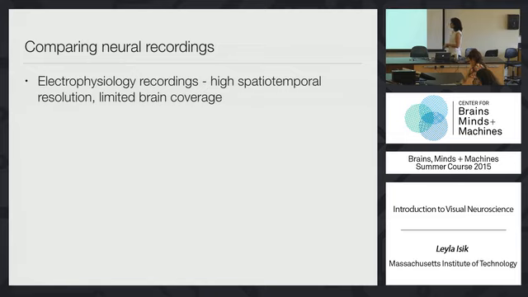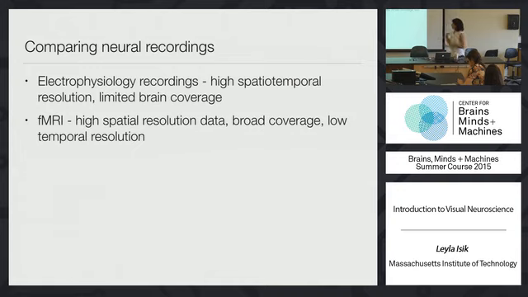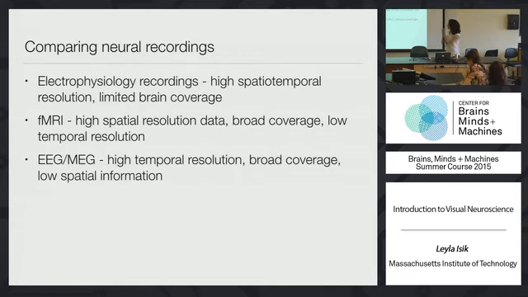And two, you're limited by brain coverage. So you can only stick a grid or an electrode in a couple of brain regions at once. So you really can't get information from across the whole brain at this resolution with the technologies we currently have. fMRI, on the other hand, has broad coverage and good spatial resolution, but lower temporal resolution. And EEG and MEG have high temporal resolution, broad brain coverage, but low spatial information.